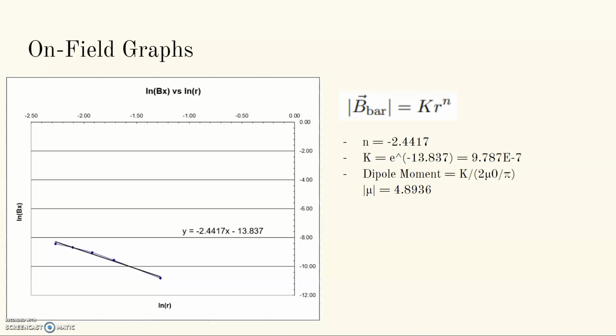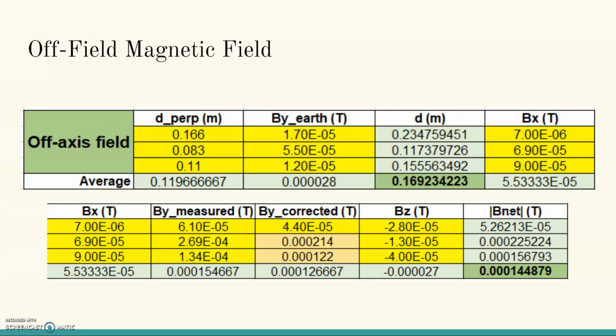From k, we know that k is equal to e to the power of this constant that we got, which turned out to be 9.787 e to the -7. Then we can use that to calculate our dipole moment, mu, using k over 2 mu naught pi. We got the magnitude of mu to be 4.8936.